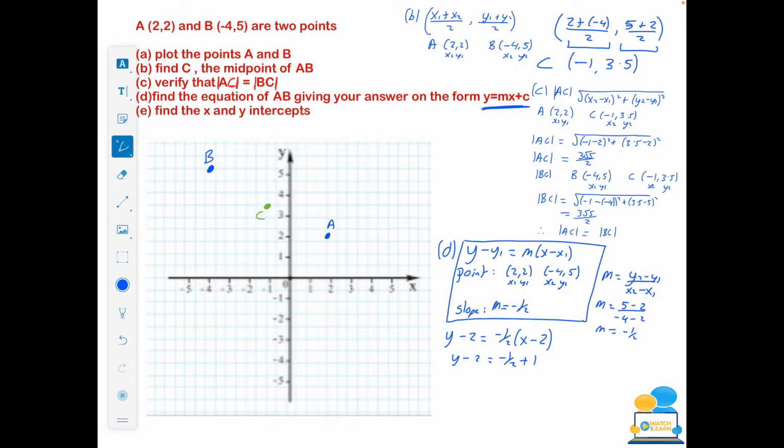If I go back up to the question, it said in the form y is equal to mx plus c. So basically we want the y to be on its own. This minus 2 is our problem. To get rid of a minus 2, we need to add 2 to the other side. So it'll be y is equal to, sorry, I forgot the x there, so minus a half x, 1 plus 2 will give me 3. Okay, so that is my equation of the line in the form y is equal to mx plus c.